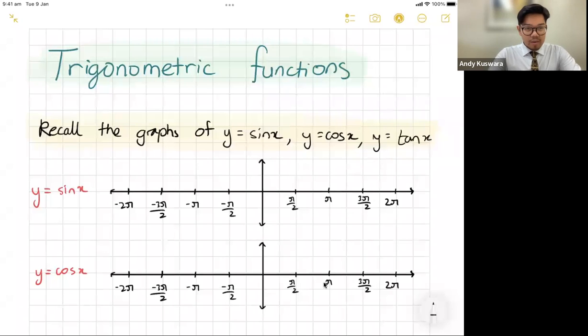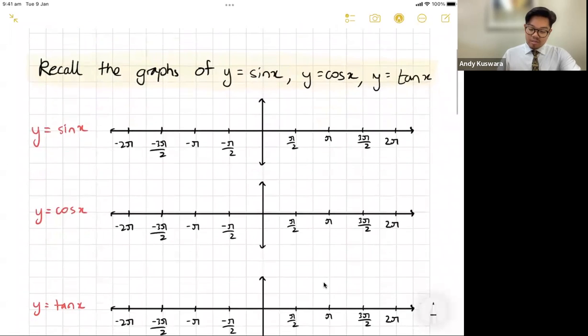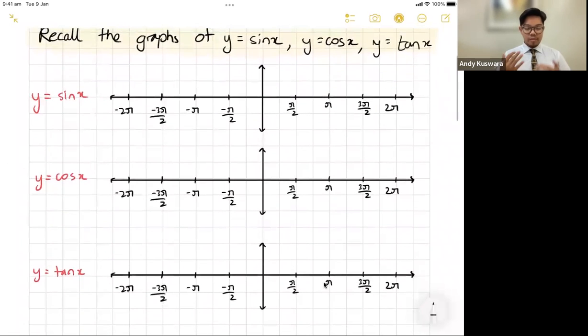Okay, let's get on it today. So today we're starting a new topic, and we're going to be talking about trig functions. We're going to keep this one nice and short, because hopefully you remember a little bit about these trig functions. We're going to start with recalling what some of our graphs look like, because these are going to be very, very helpful in this topic.